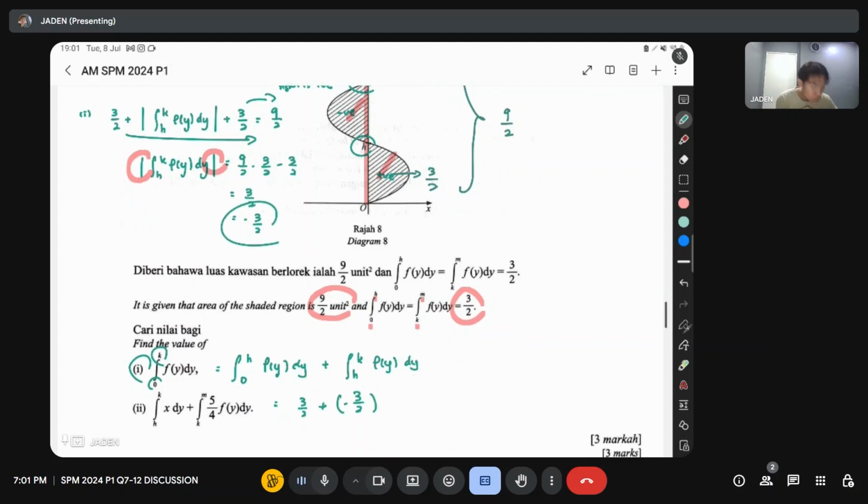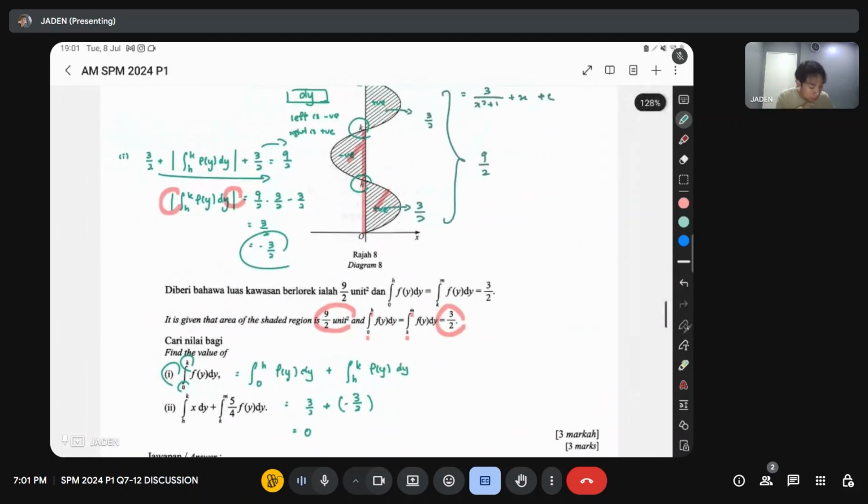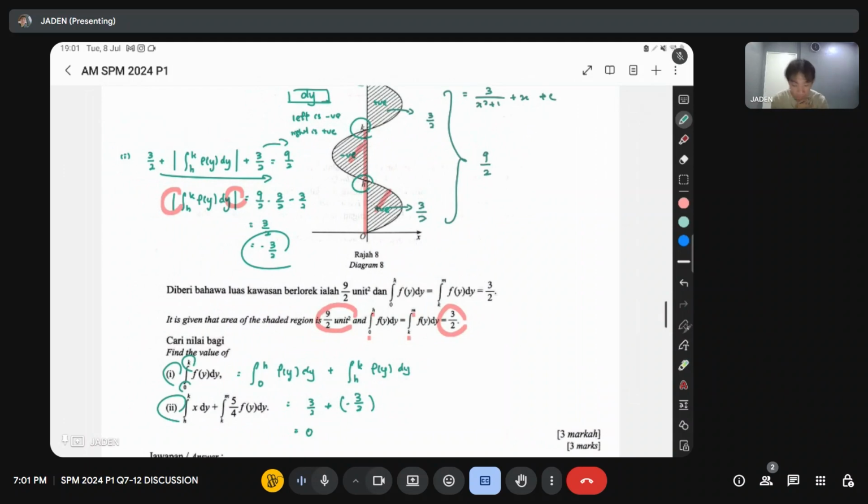So 3/2 minus 3/2, you get 0. Yeah, it looks weird, but this is the answer. Okay, now let's move on to number 2.